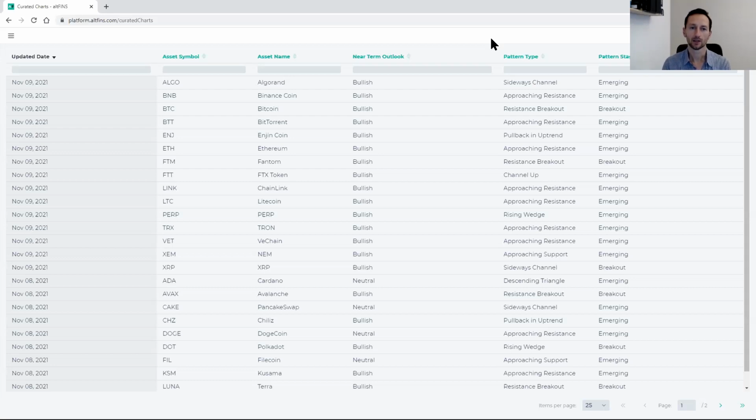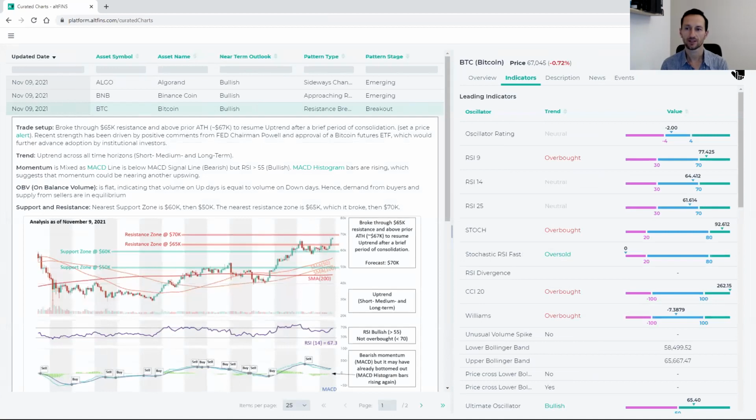But here, you can see the asset symbol, the asset name, and whether the near-term outlook is bullish or bearish or neutral. Most of them currently are bullish, and what the pattern type is, and whether it's emerging or breakout. So if you are looking for resistance breakout, right here, you got Bitcoin. It's a resistance breakout. You click on that, you can take a look at the chart and some of the metrics.